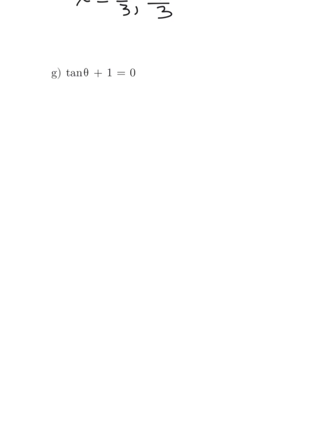On G, we are back to a very simple equation, this time involving only the tangent function. We want to get the tangent function by itself. So we are going to subtract 1 on both sides. So we get the tangent, our variable this time is theta, equals -1.